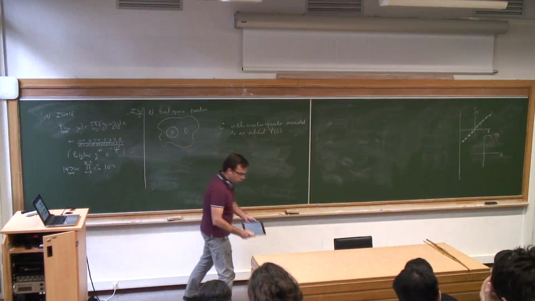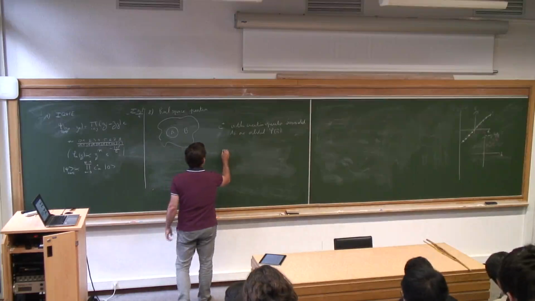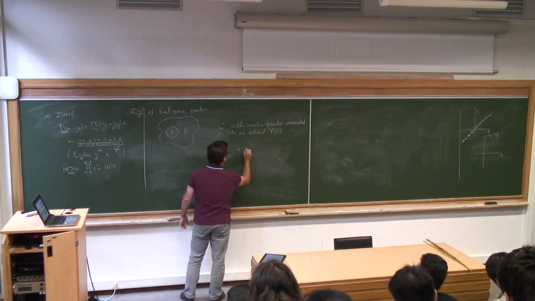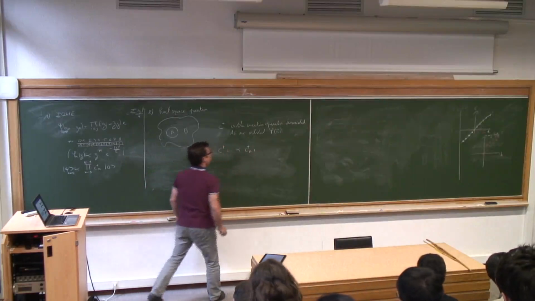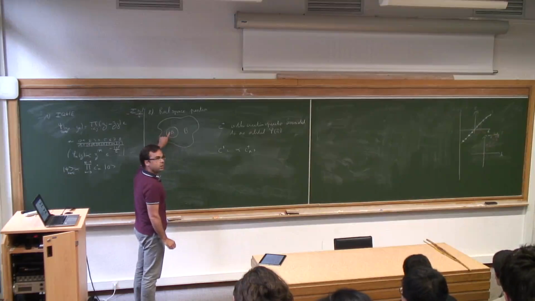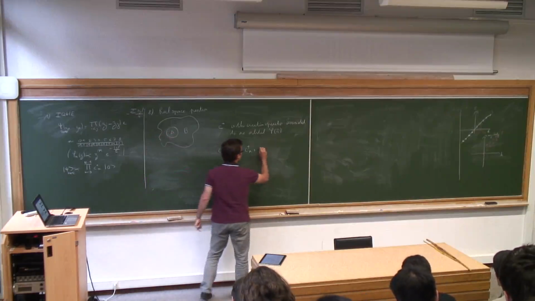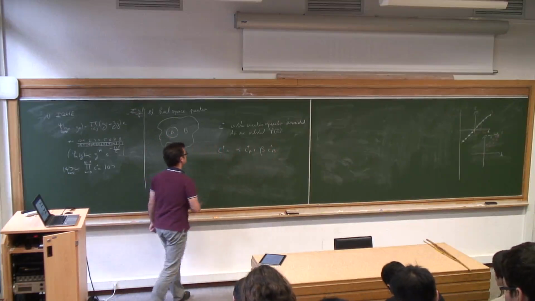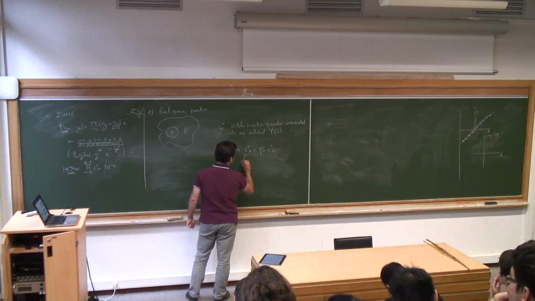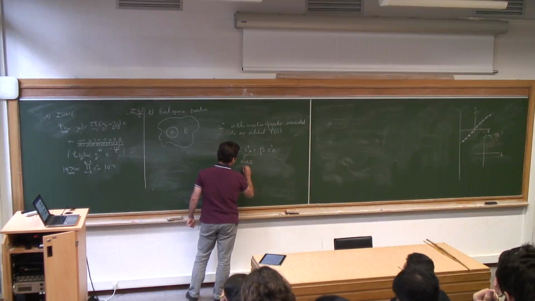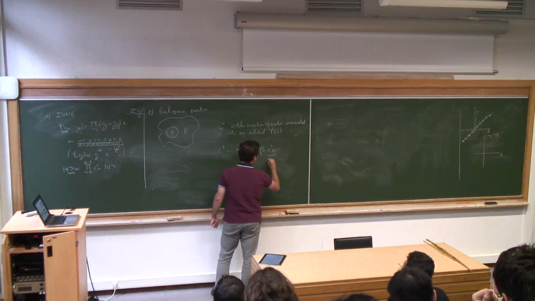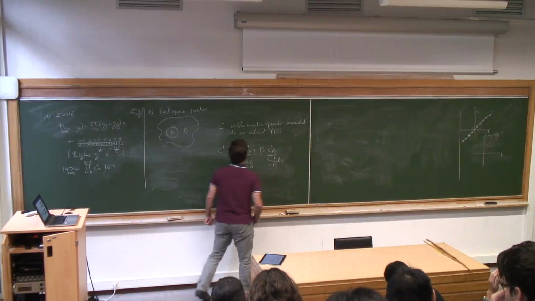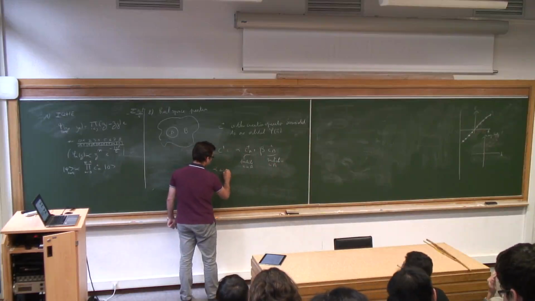So what we want to do is split this creation operator into the creation operator where the particle is only in A, and the creation operator where the particle is only in B. Here the particle is in A, here the particle is in B. Okay, alpha and beta are just constants here.